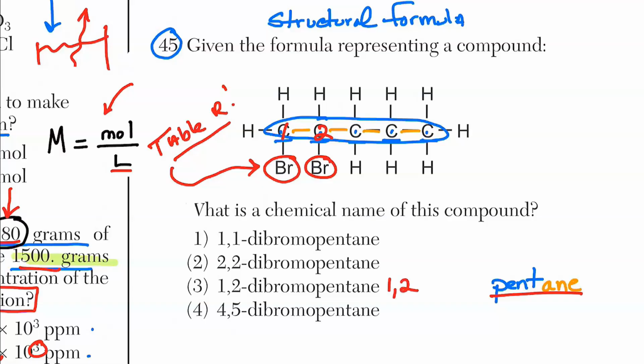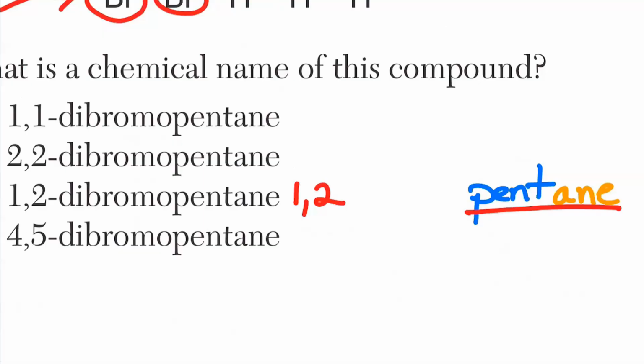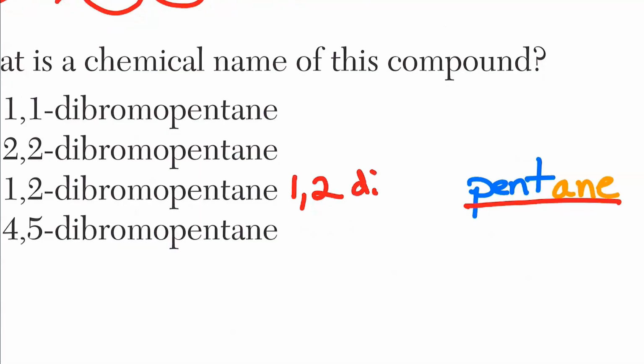And the reason I do 1, 2 is because I need to show the person this structure where the bromides are located, and there's 2 of them. And so I use di, and I write bromo to tell us there are bromides on a pentane, and there's 2 of them, and they're located at each of these carbons.